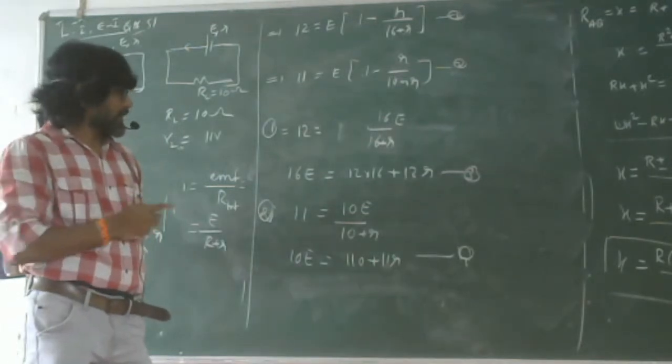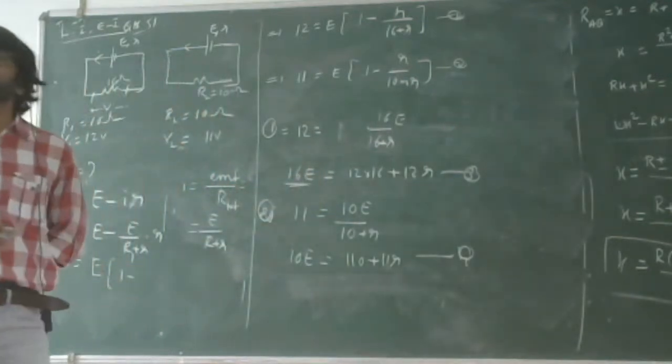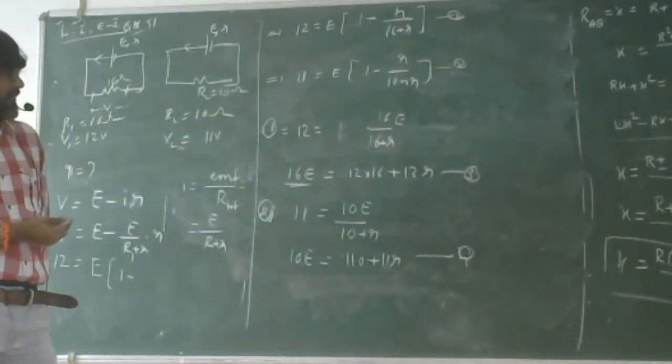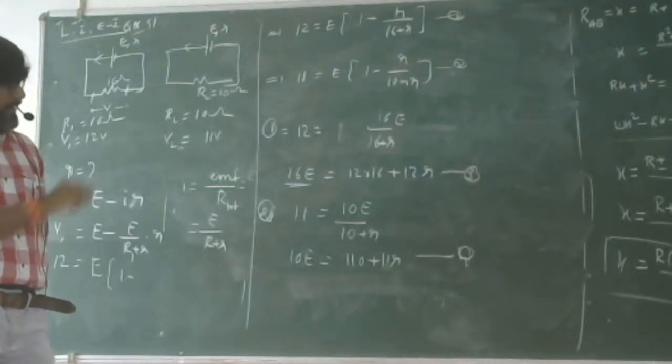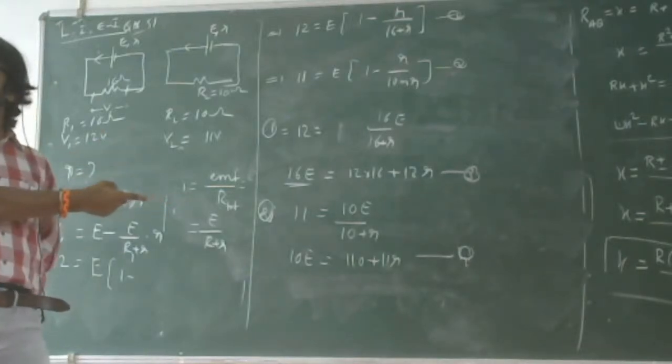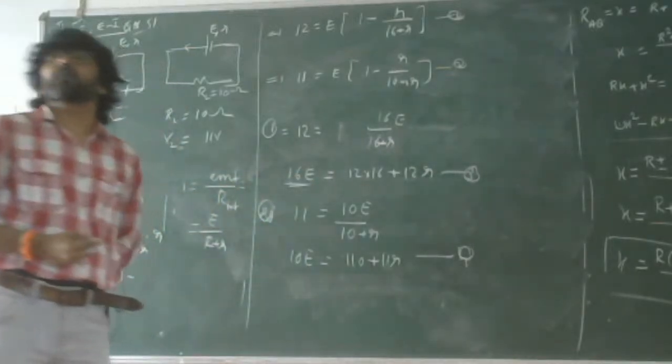Then we have to change this. What common factor can you divide by? Divide this and even multiply this with some common factor. You have to eliminate the E terms.